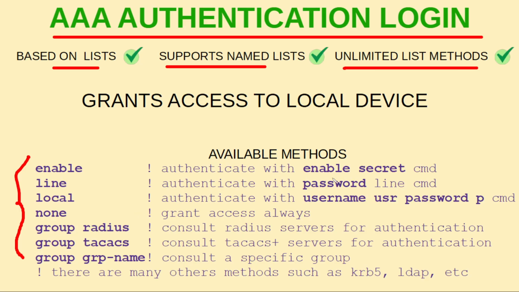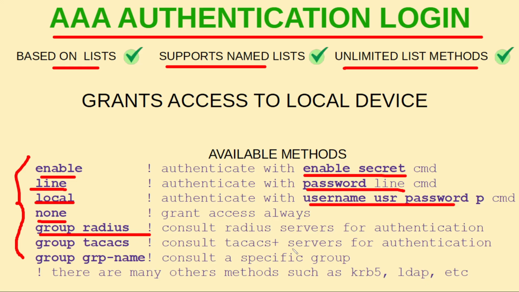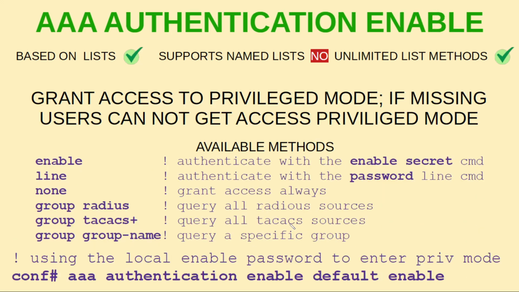So for instance, we can authenticate based on the enable secret command with the enable method. We can authenticate with the line password using the line method. We can authenticate with the username and password with the local method. We can grant access always with the none method. We can consult RADIUS servers for authentication with the group radius method. We can consult TACACS Plus servers for authentication with the group tacacs+ method, or we can consult a specific group with the group name method. There are other methods that we are not talking about here, for instance, Kerberos 5 or LDAP.